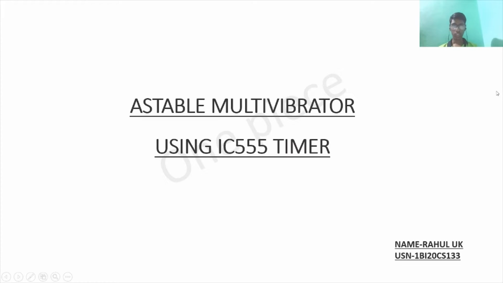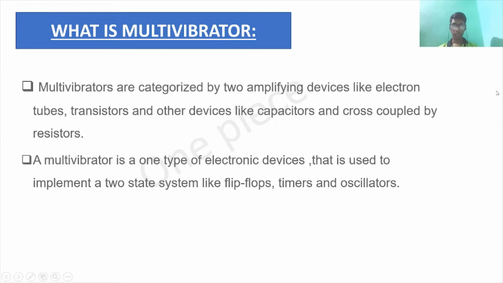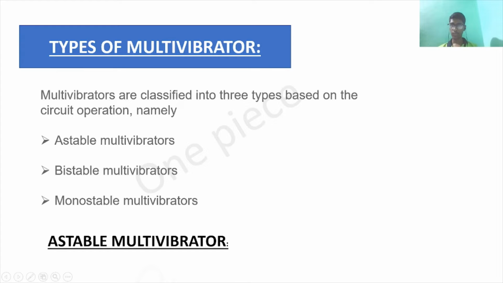Before that, let us discuss what is a multivibrator. Multivibrators are categorized by two amplifying devices like electron tubes, transistors, and other devices like capacitors, cross-coupled by resistors. A multivibrator is one type of electronic device that is used to implement two-state systems like flip-flops, timers, and oscillators.